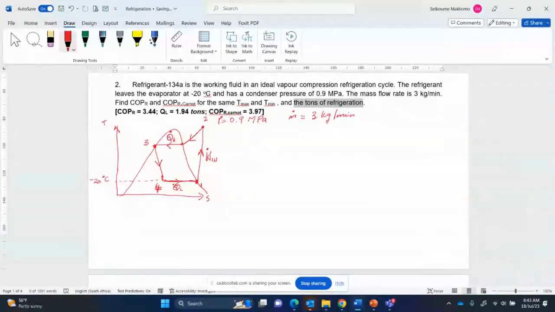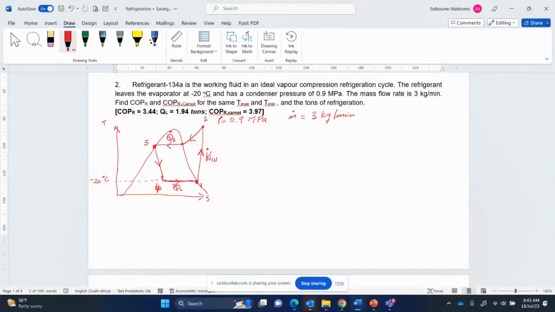So before we answer the questions, first of all, you have to determine all the enthalpies. Enthalpy at 1, enthalpy at 2, enthalpy at 3. Once you get enthalpy at 3, we know that H3 is equal to H4. So there's no big deal about H4 because it's the same as H3. We are going to start with H1.